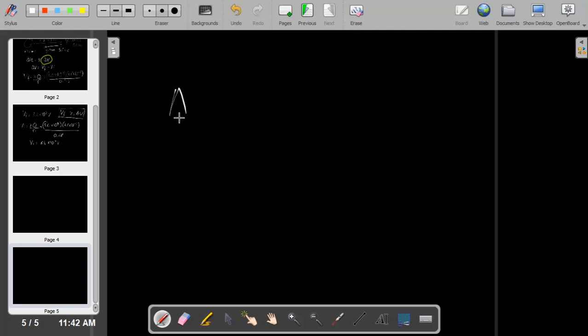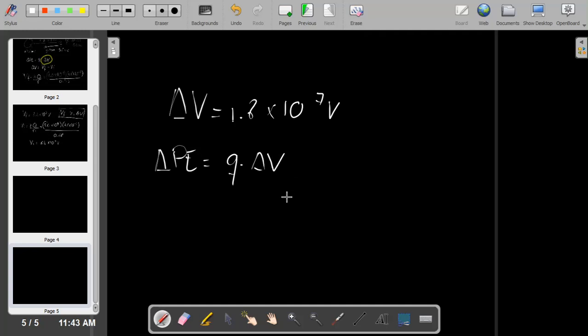But the change in electrical potential equals 1.8 times 10 to the 7 volts. Are we now done? No, we're not done, because that was not what they were asking for. They were asking for potential energy. So remember that is our moving charge times the change in electric potential.